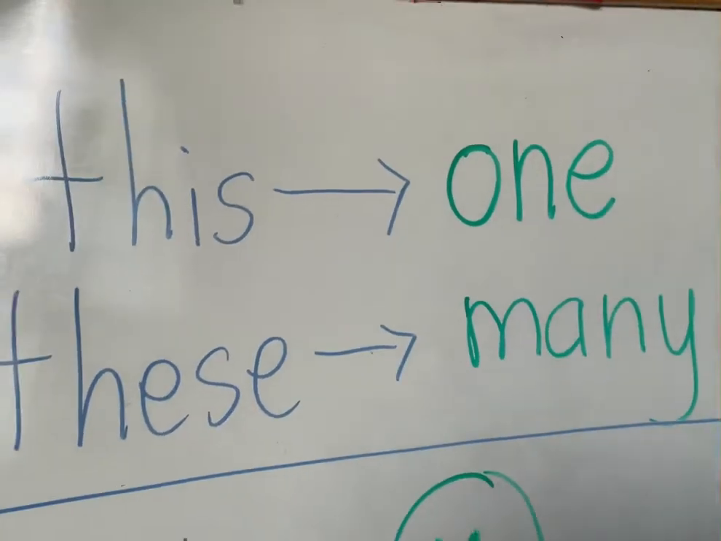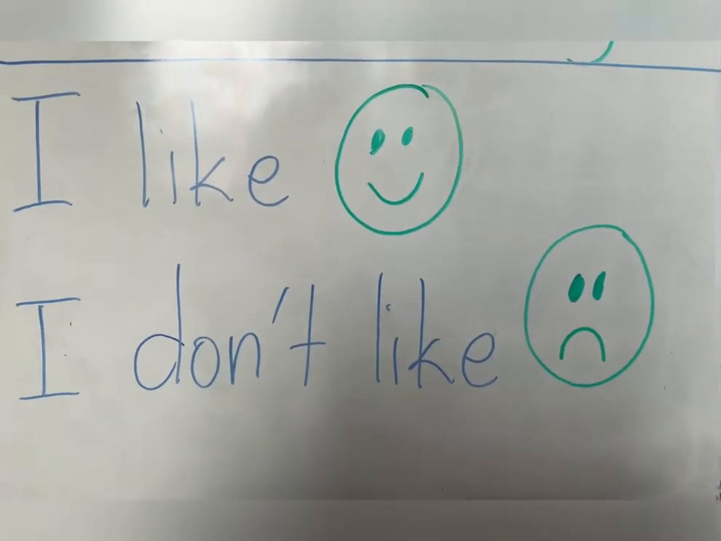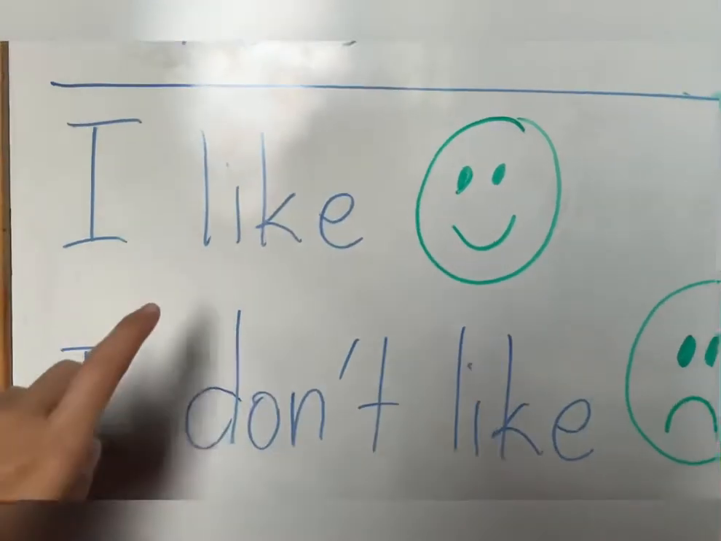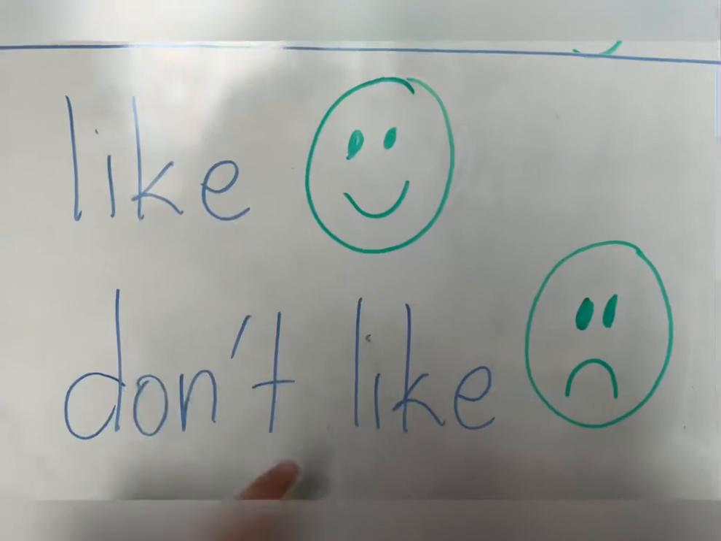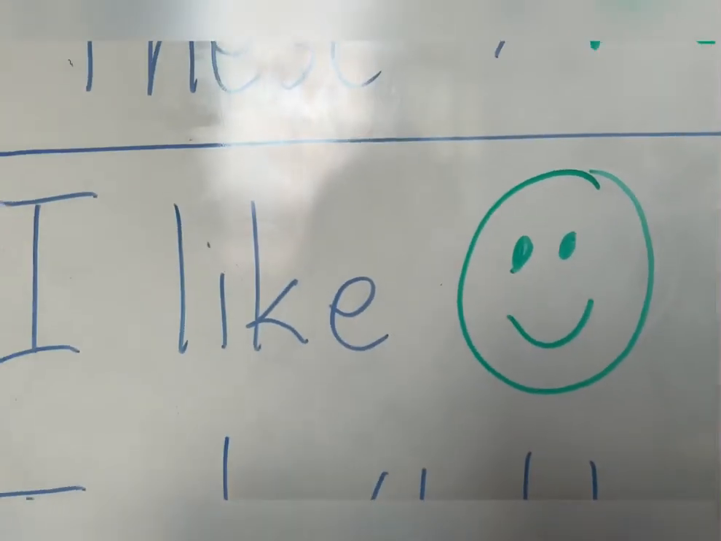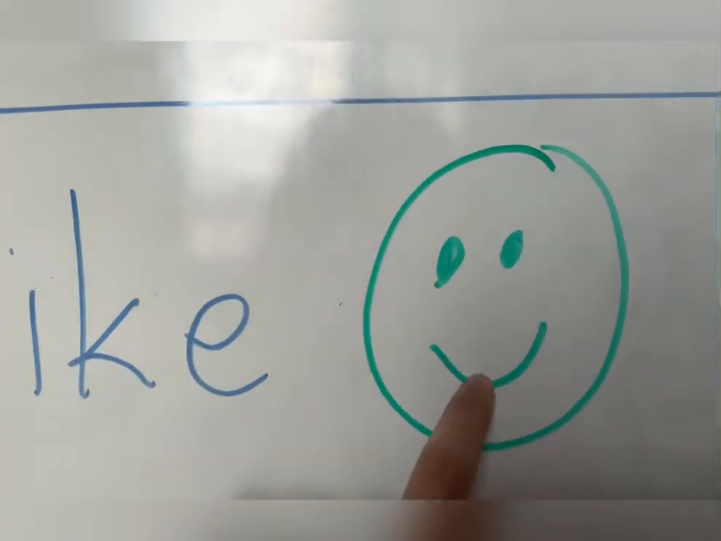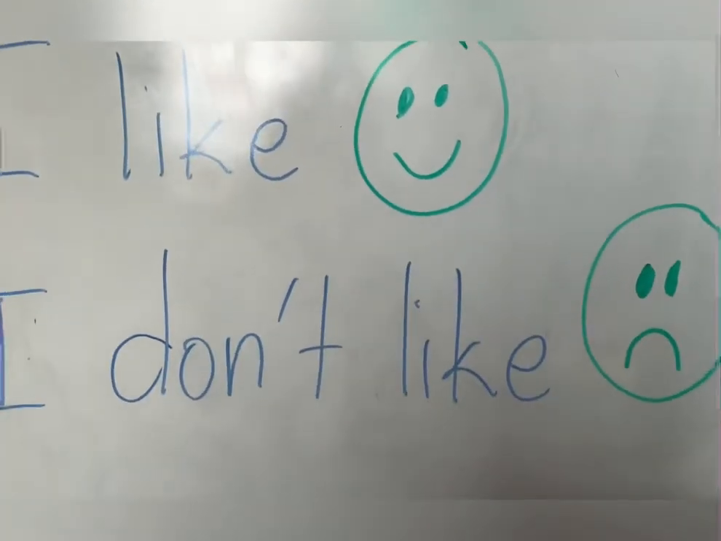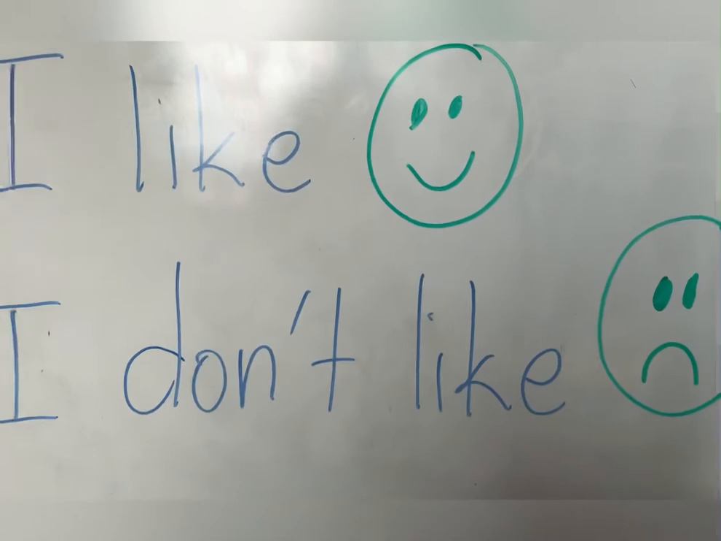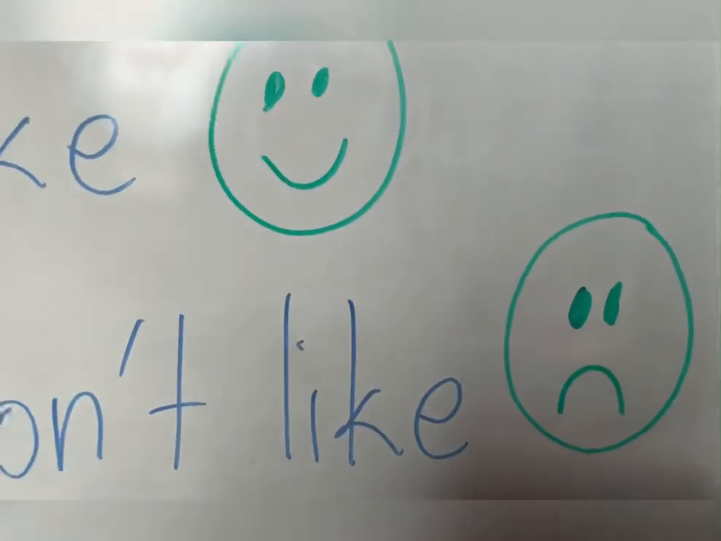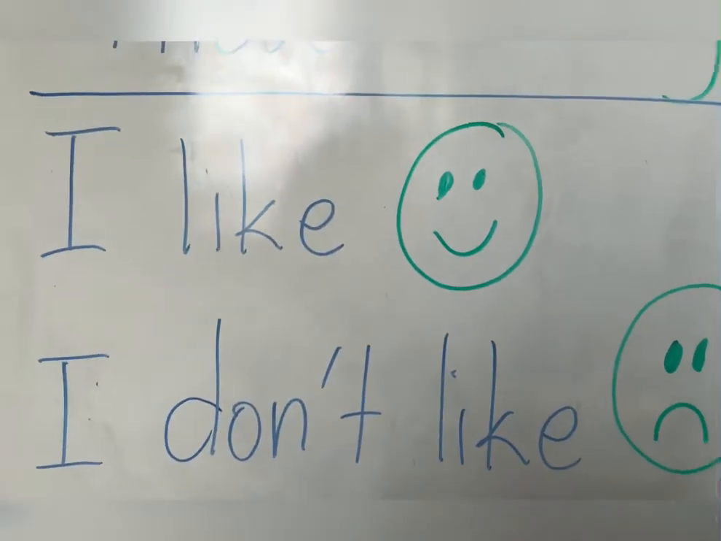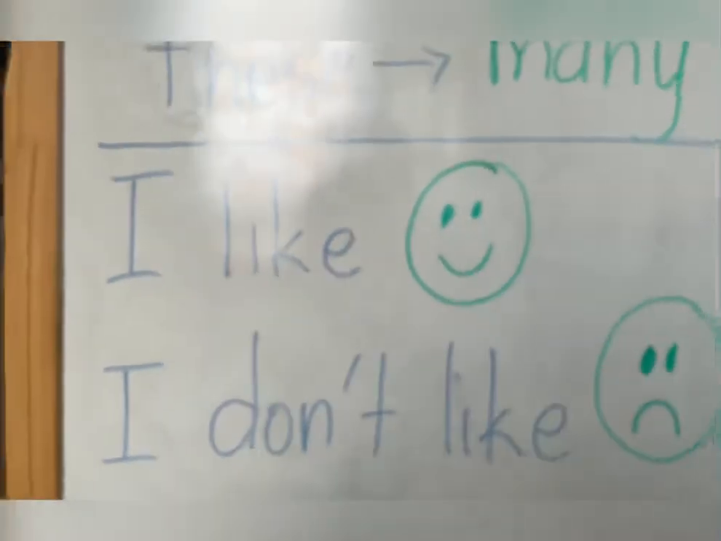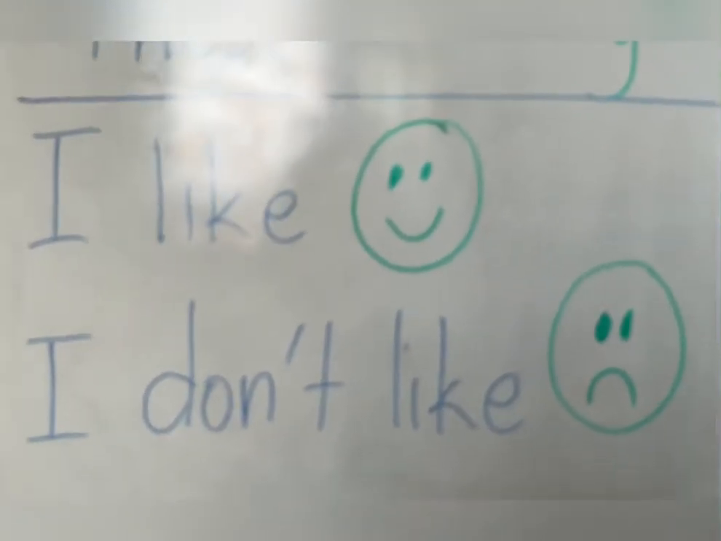Next, today we also will learn about I like and I don't like. Okay, I like means awak suka. Macam Cici punya sticker, pink sticker awak suka. You like my pink sticker. I don't like maksudnya awak tak suka, macam sticker Cici orange sticker. You don't like to get your orange sticker, right? Okay, so I like, suka. I don't like, tak suka.